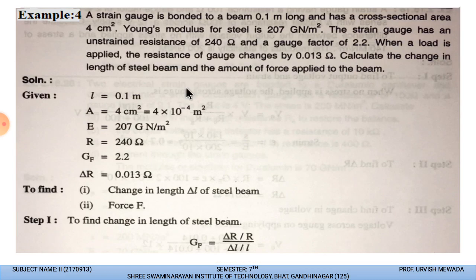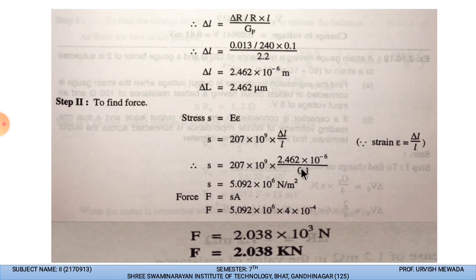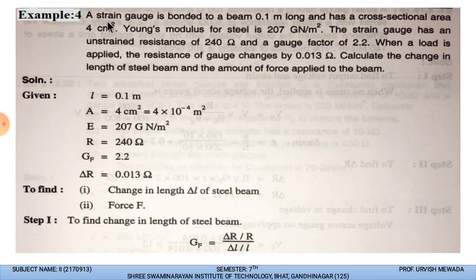See over here, the gauge is bonded to a beam 0.1 meter long, so this is the length L, 0.1. From this, S is 5.092 into 10 raised to 6 Newton per meter square. So force is equal to the stress into the cross section area. We have S as 5.092 into 10 raised to 6 into the cross section area, which is 4 centimeter square, as given over here.